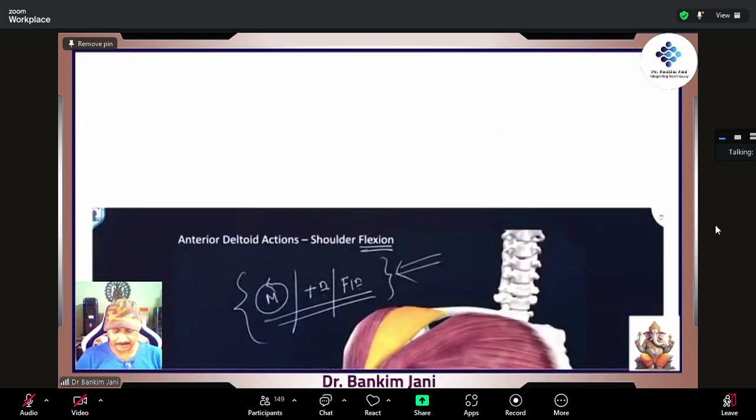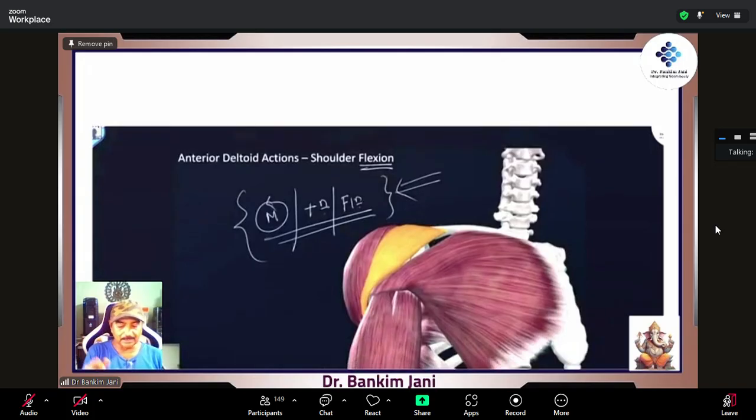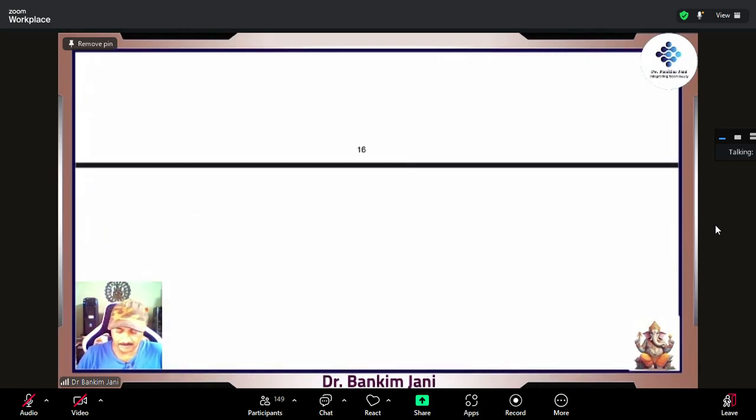On to this next one. This is shoulder flexion. Okay? Shoulder flexion. The muscle is there, it contracts and it flexes, right? So thus we have understood medial rotation, transverse adduction, right? And the third one is the flexion. So that's how this muscle group is working.